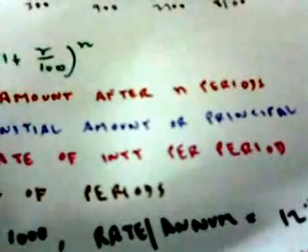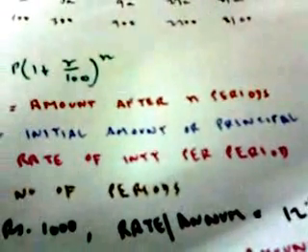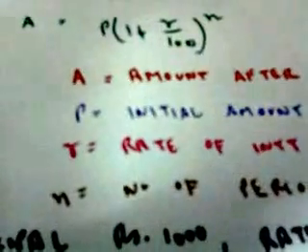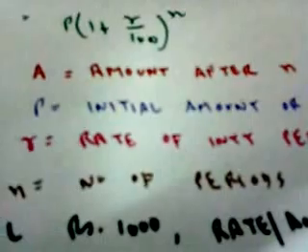Again, I am not saying R is the rate of interest per annum. R is the rate of interest per period. Period here means compounding period. We will understand this a little later. And n is the number of periods for which we are calculating.